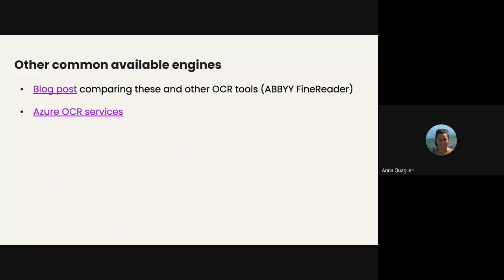And just for completeness, I would like to mention other available engines. Here I put a link to a blog post that I've read to know more about OCR tools. It's quite interesting because they use different examples and comparisons to go through the pros and cons of the different tools. In particular, they mention another one called Abbyy FineReader, which I haven't used, which apparently is meant to be quite good for handwritten documents. And then there are all the Azure OCR services, which again I haven't used, but from what I read, they look pretty similar to the services offered by Amazon and Google.